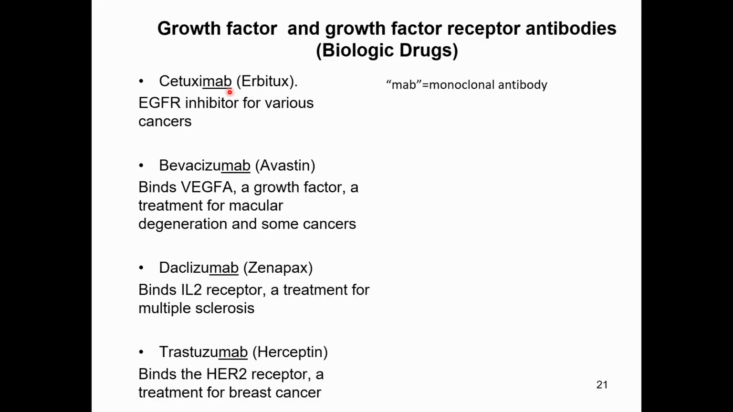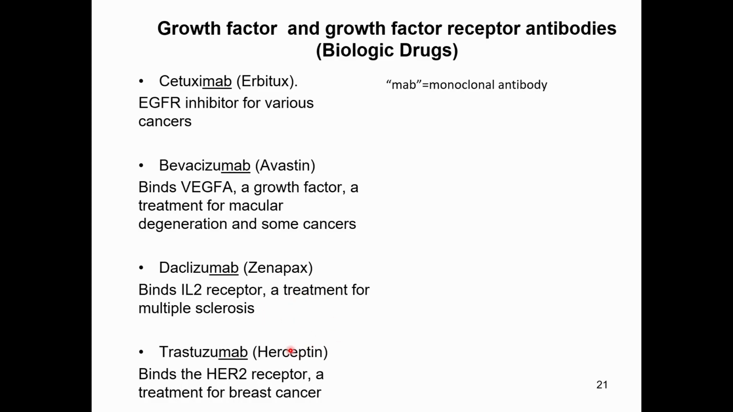Humans are very good at making antibodies that bind specifically to individual proteins. There are a lot of drugs that are actually monoclonal antibodies, and these antibodies inhibit different growth factor receptors. Here's one that inhibits VEGF, for instance. So that's going to be good for some cancers, even macular degeneration, because there's some angiogenesis concerns there, I think. Here's another one that binds IL-2 receptor. IL-2 receptor is also a growth factor receptor, a treatment for MS, multiple sclerosis.